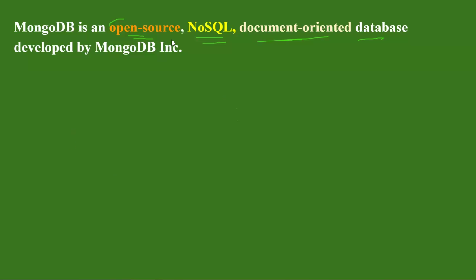So MongoDB is an open source, NoSQL, document-oriented database developed by MongoDB Inc. company. So what is the meaning of open source? Open source means to use this MongoDB, there is no need to buy any kind of license. So it is free to use. Anyone can install MongoDB server in his system and he can start working on MongoDB. That is the meaning of open source.